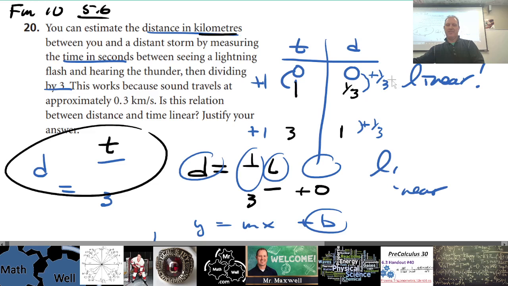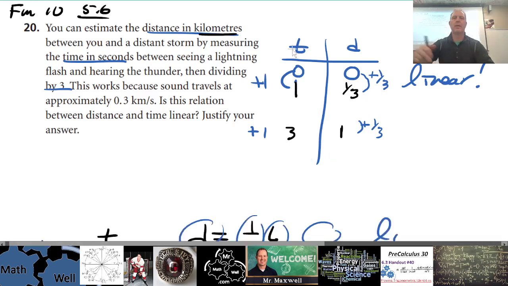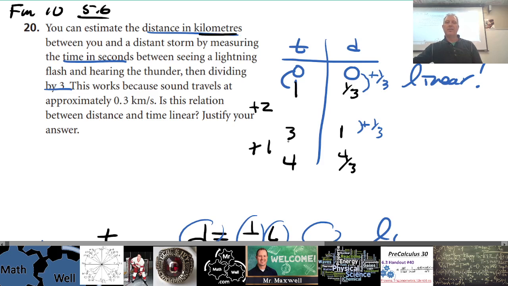Why did that not work? So let's say that I picked 1, 3, and 4, okay, and this would be 4/3. Now, notice that this is +2 and +1 and +1. Now, just because I chose these numbers, does it make this now not a linear function?